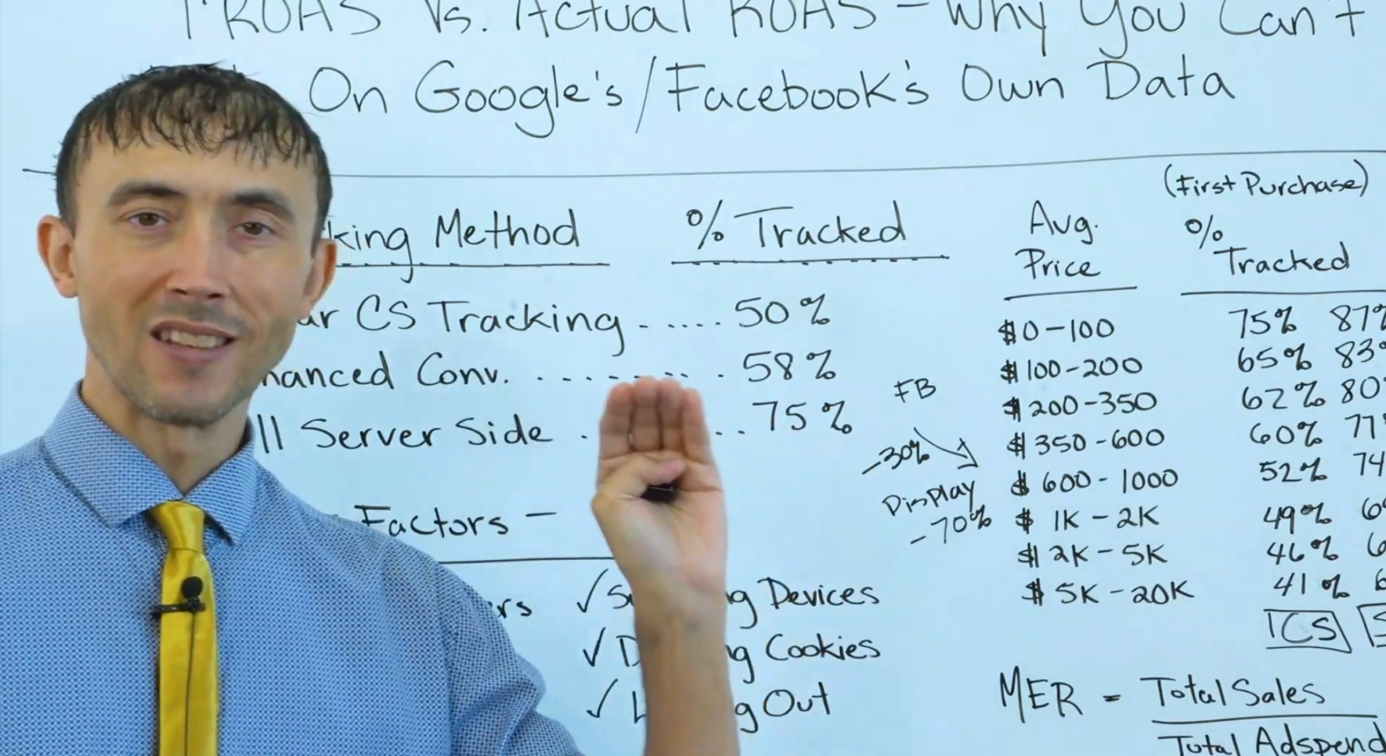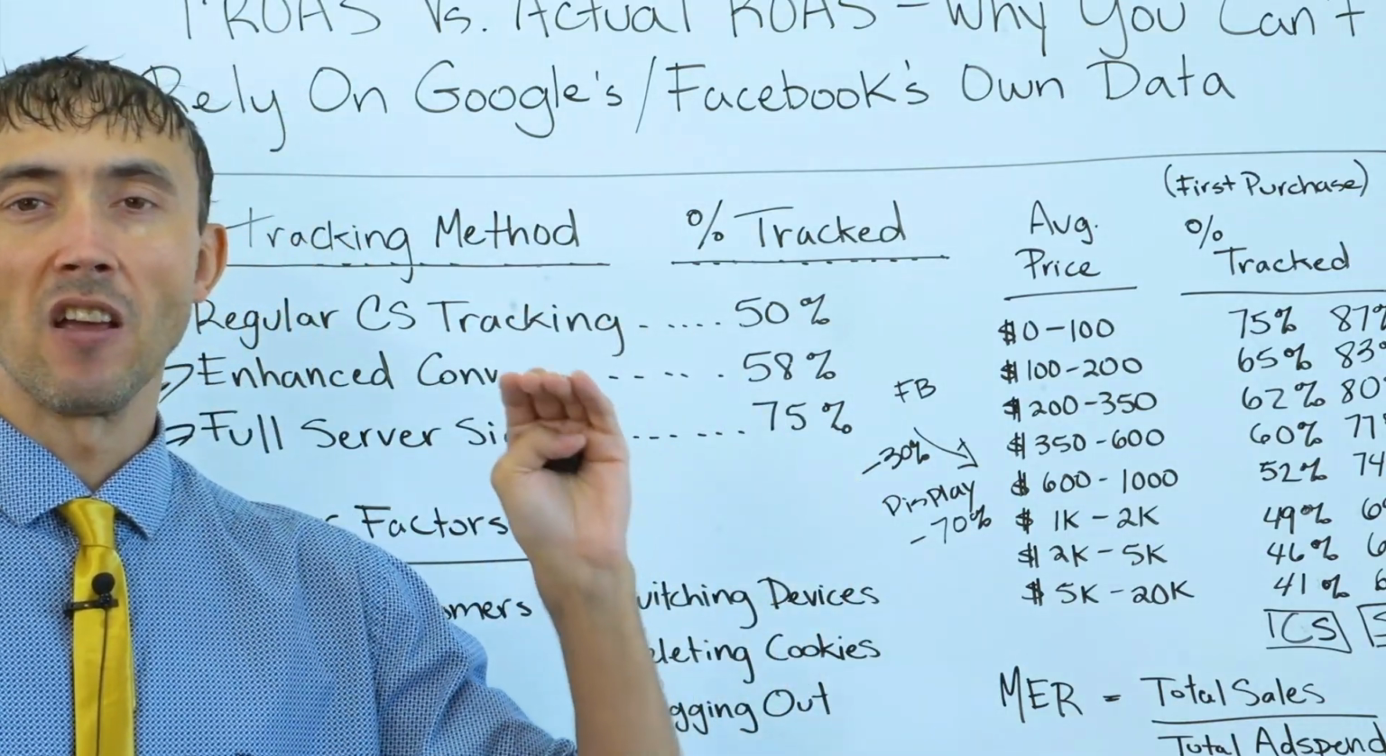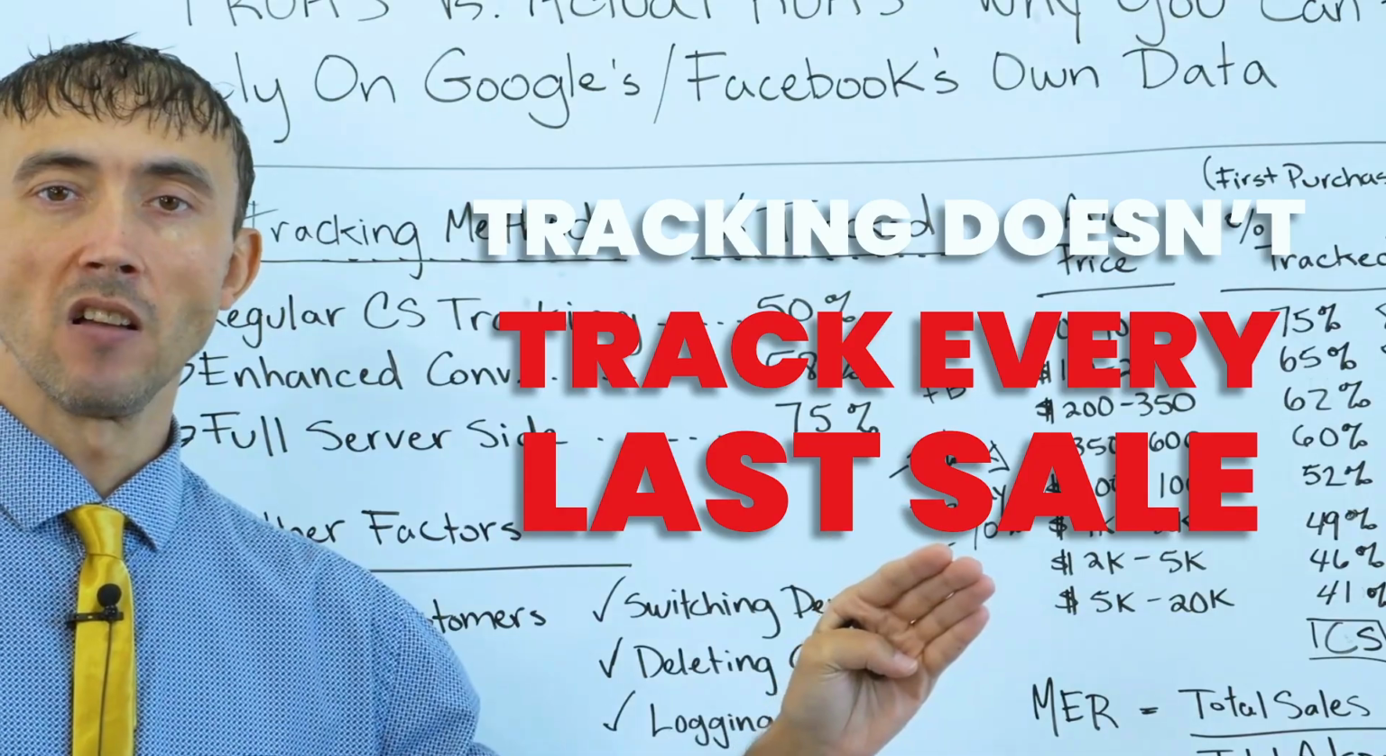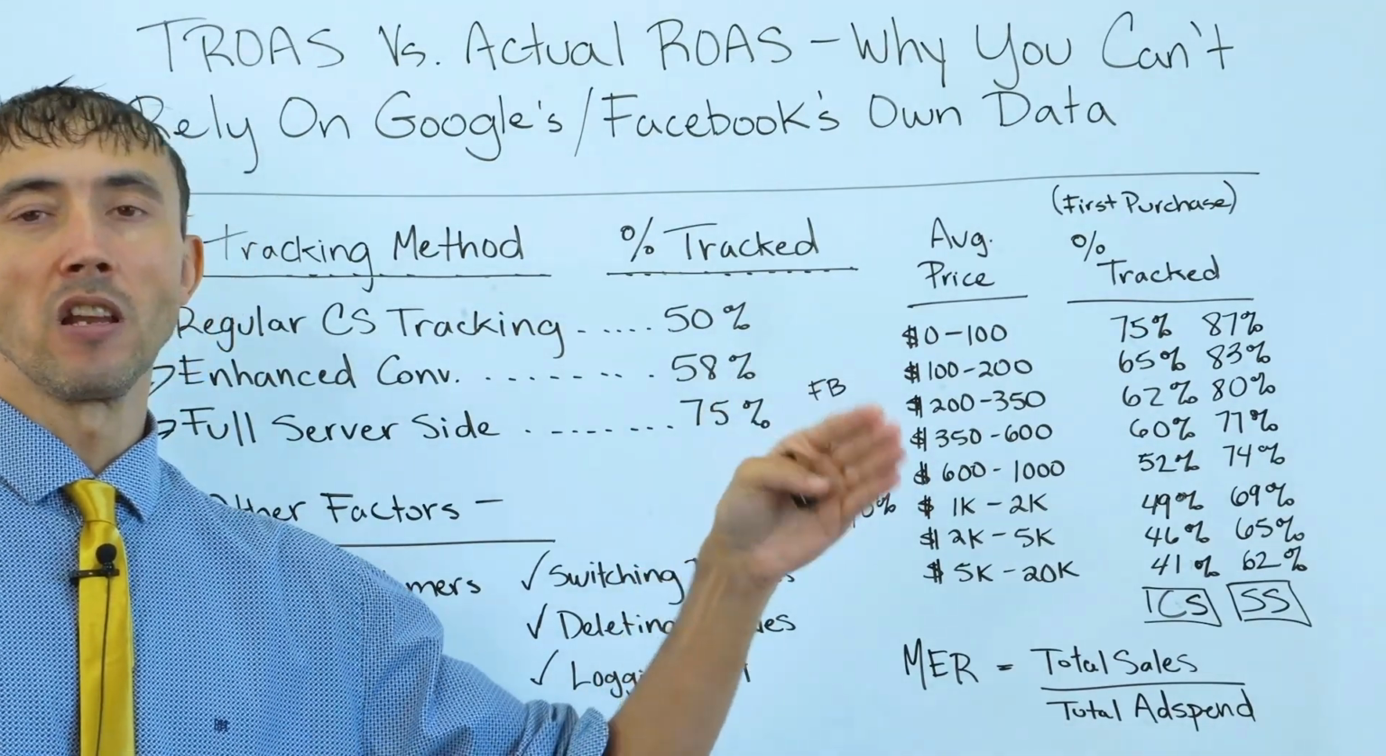Now, the reason why the sales are not tracked as much overall: people want to believe that when Google says you make X, that's what you're making. I've had countless arguments with clients about this. You say you want a 10-to-1 return, and I say okay, great, that means we need a 5-to-1 return in your ad account to get a 10-to-1. And they're like, no, we need a 10-to-1. And it's like, no, the tracking doesn't track every last sale.